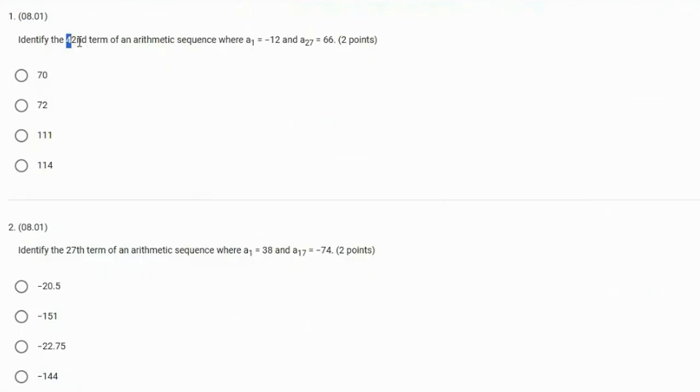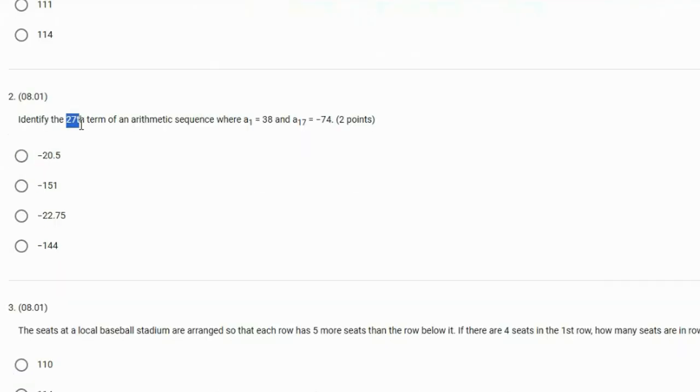Identify the 42nd term, and they give you the first and the 27th. So that's just like the last problem we worked. You have to figure out what the common difference is so you can use the explicit formula. 27th term. Here's the first term and the 17th.